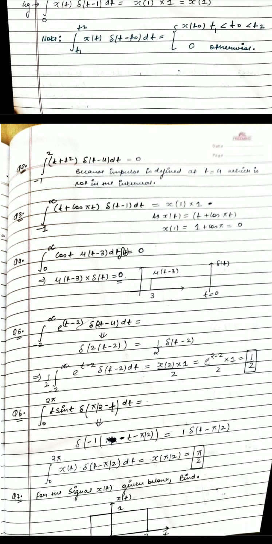Similarly, in this question, as the impulse is defined at t is equal to 1, we have to solve this question by putting t is equal to 1. So x of 1 is equal to 1 plus cos pi, which is 0. So the answer is 0 here.